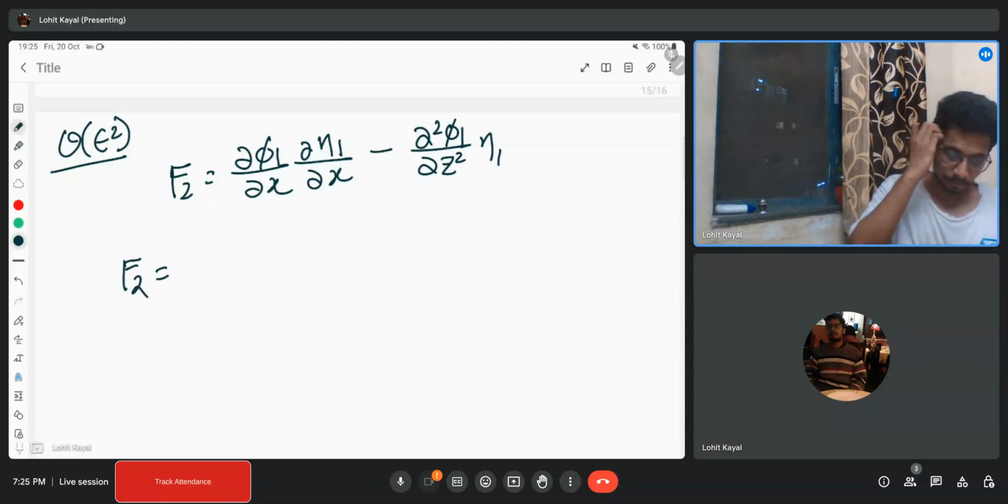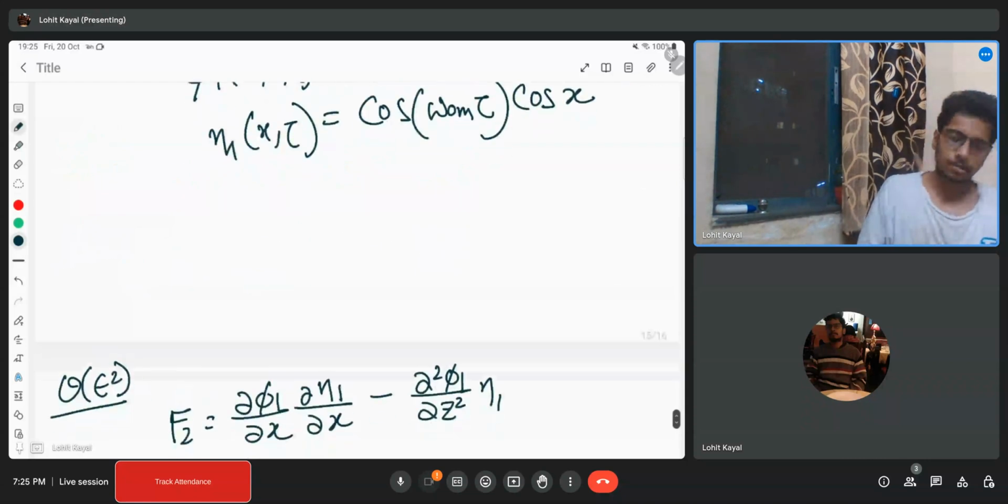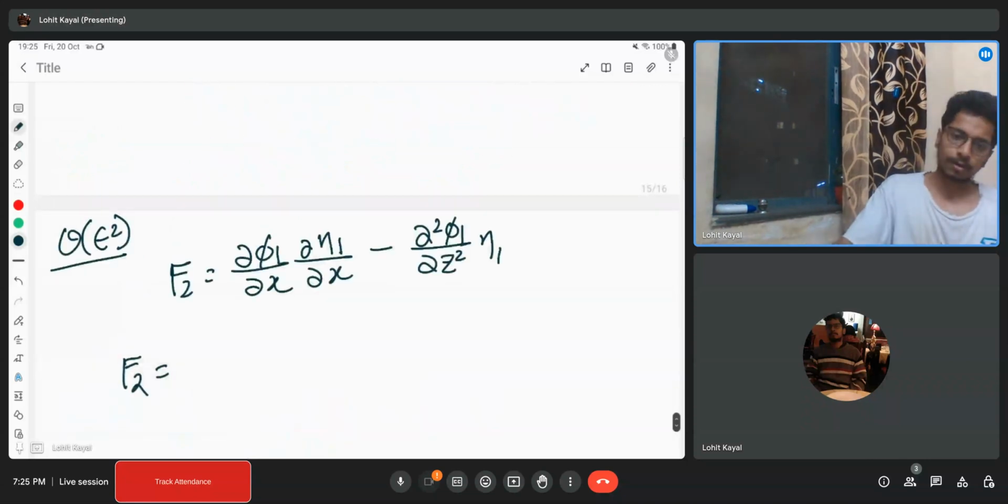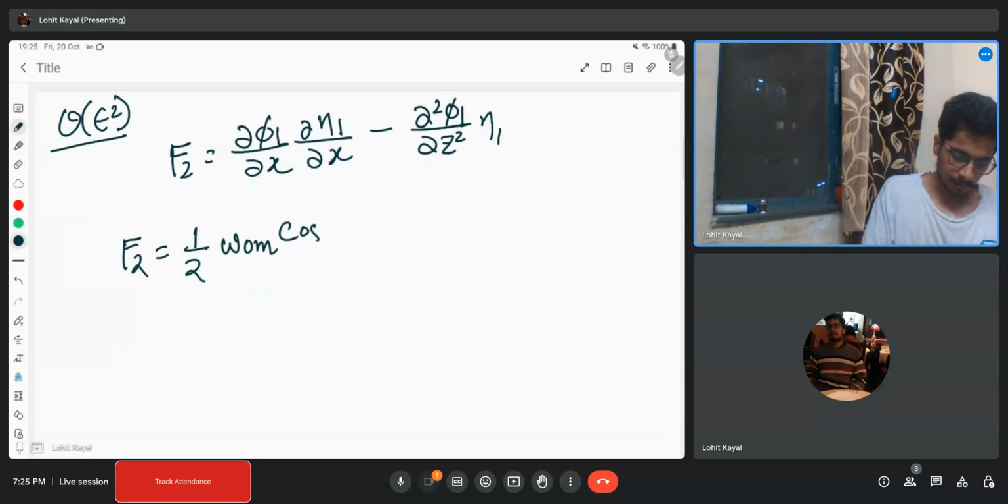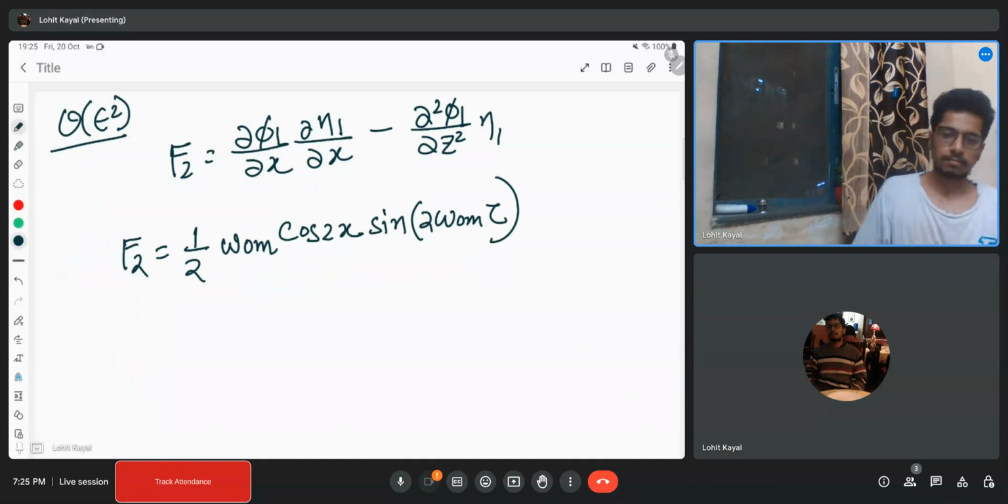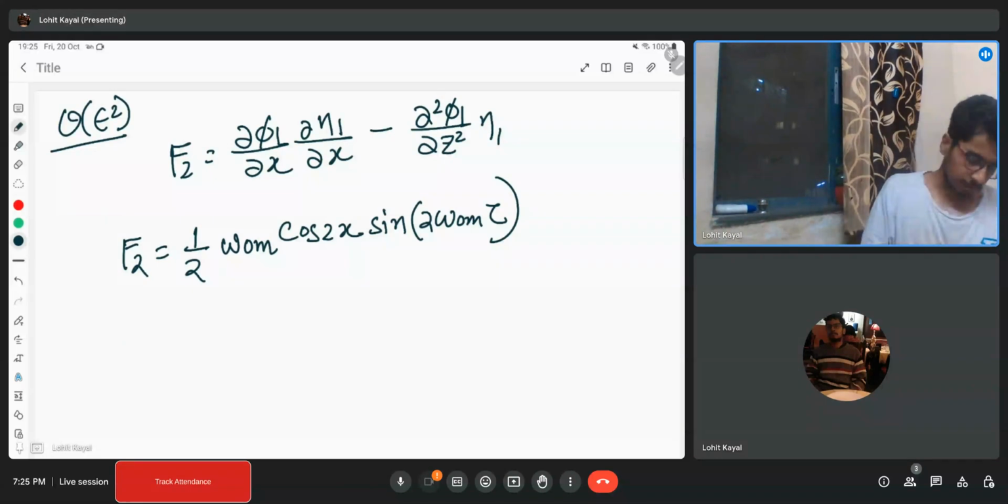Similarly g, okay, so let me just write down the final expression for f2. So we already know the expression for φ1 and η1, right? So we can do the calculation, and for Cartesian geometry the calculation is easy. I am writing down the final expression. You will get ω0m cos 2x into sine 2ω0m τ. Okay, so this is the expression.